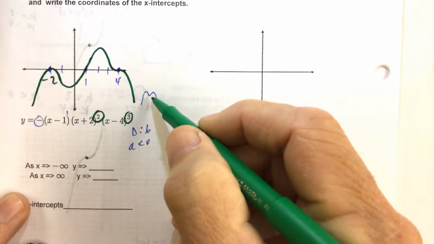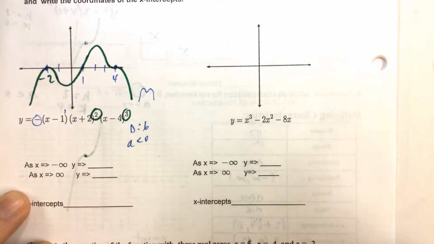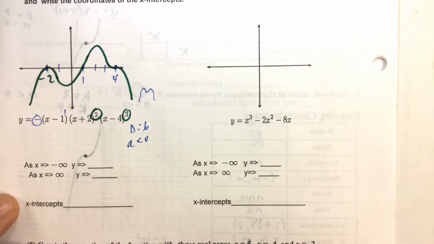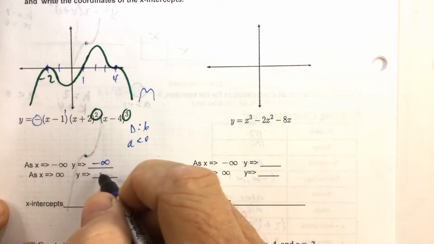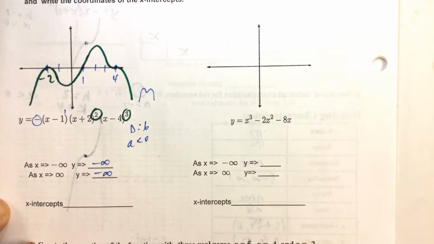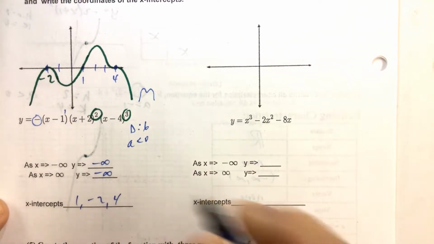And then we look here, our end behavior model matches our graph. So we're good there. And then we can fill in this part here. As x approaches negative infinity and positive infinity, y also approaches negative infinity. Okay, we already identified the x-intercepts, 1, negative 2, and 4.